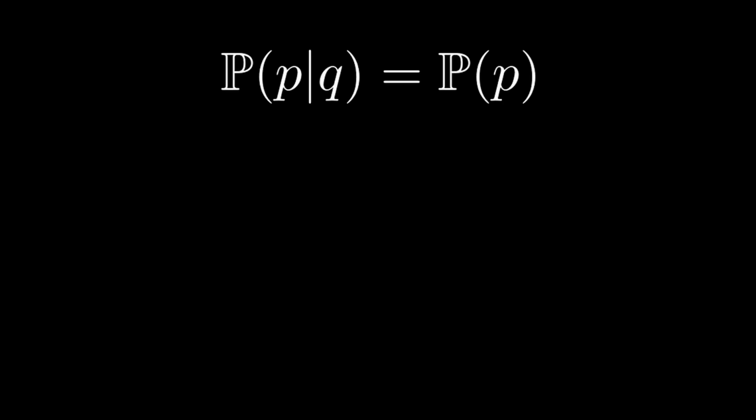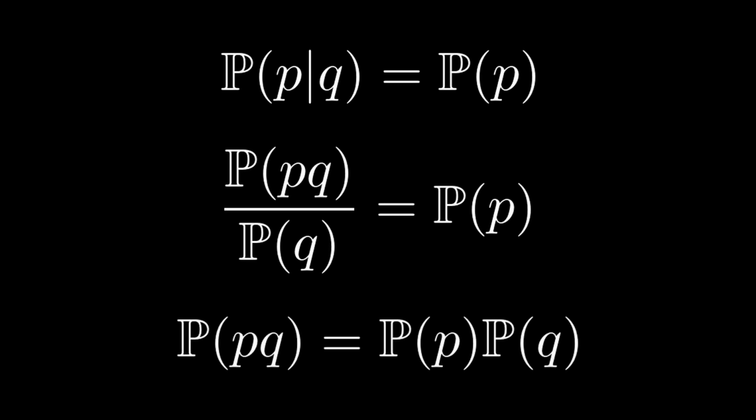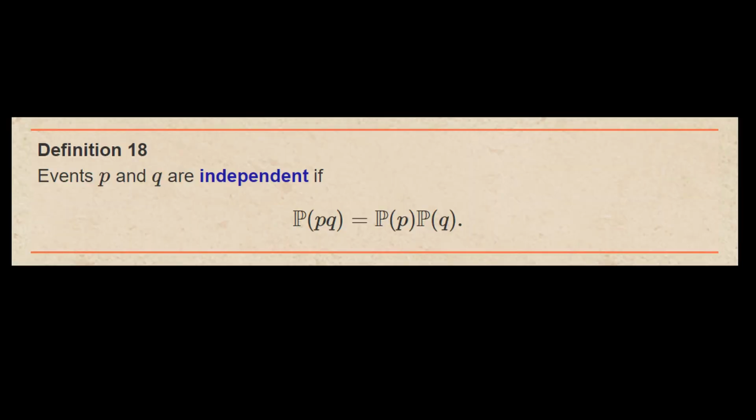Note that if the probability of P given Q equals the probability of P, not knowing whether Q is true, then the probability of P equals the probability of both P and Q divided by the probability of Q, which means the probability of P times the probability of Q equals the probability of both P and Q. In general, events P and Q are independent if the probability of both P and Q equals the probability of P times the probability of Q.